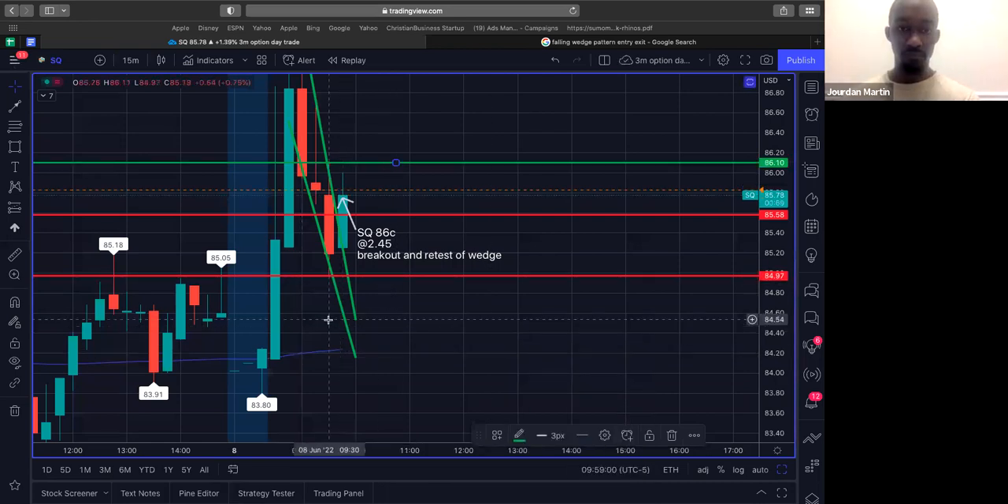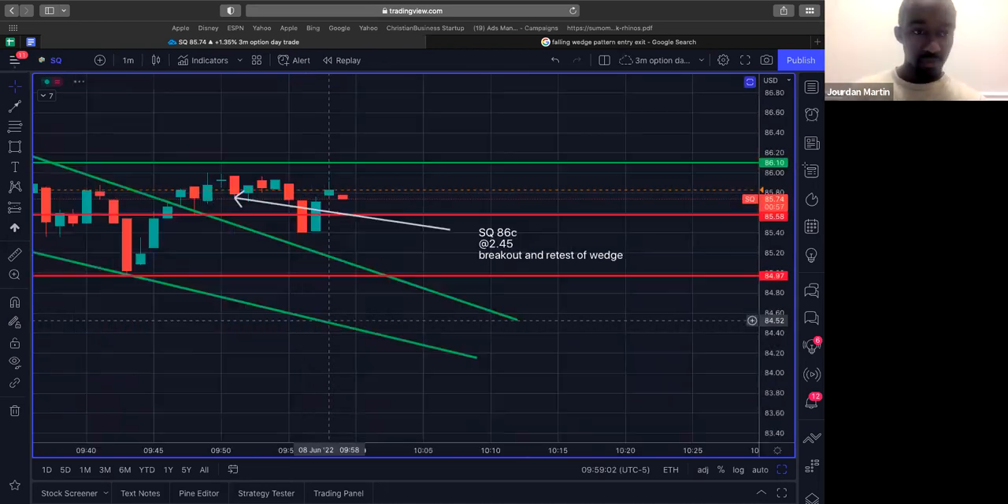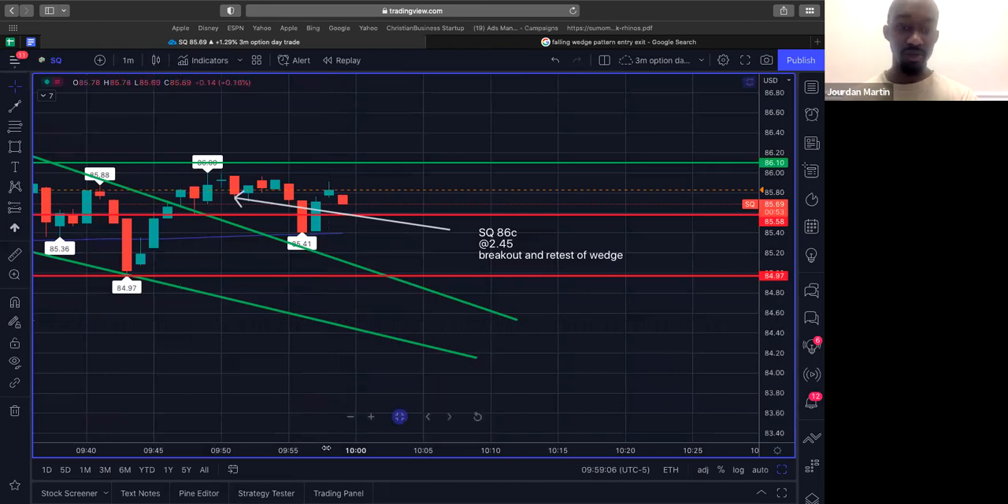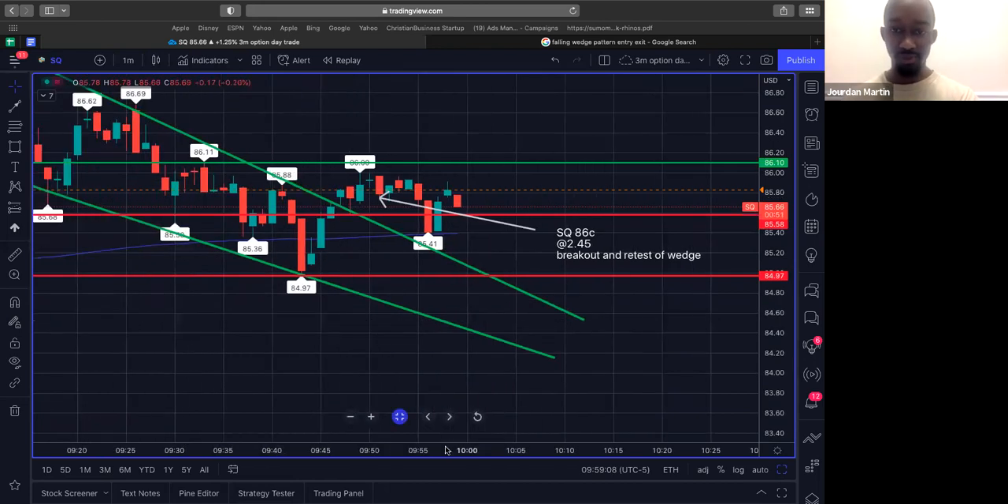All right. So let's see what else we got in the chat. Is the head and shoulders bullish? Nope. Head and shoulders is a bearish pattern. Inverted head and shoulders is bullish.